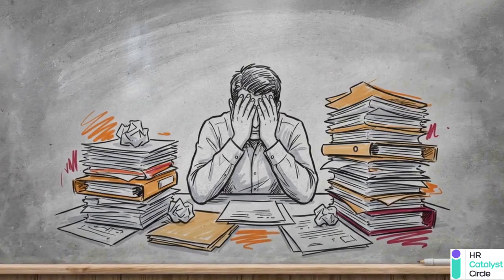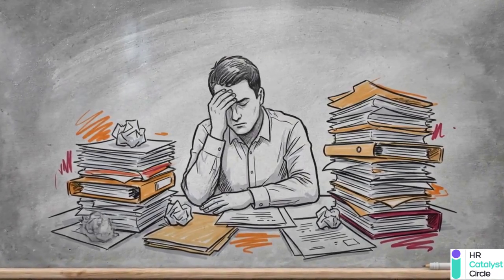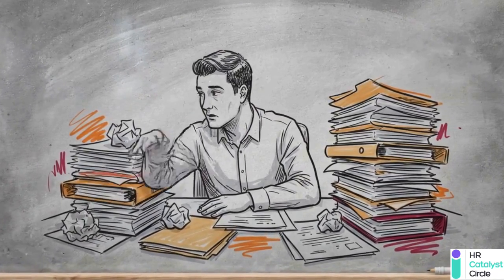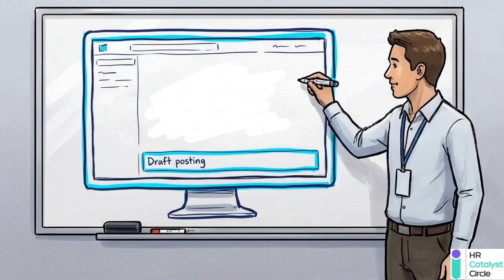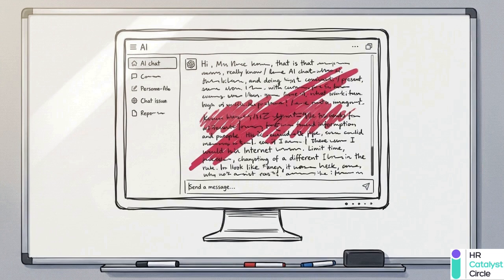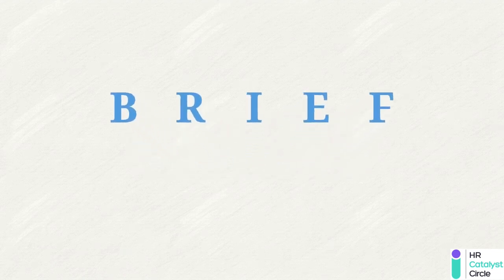In HR, the volume of administrative drafting is often what keeps you at your desk long after the rest of the office has left. If you ask Claude to write a job ad using a vague one-sentence instruction, you receive a generic response that requires significant rewriting to be useful. To get professional, structured documents, you need to provide specific context and limits.